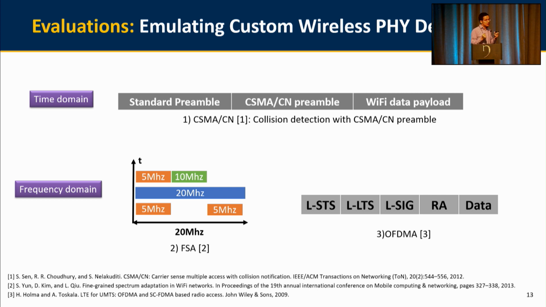This is a technique that inserts a new physical layer preamble for interference cancellation and collision detection. The second one is FSA, which is an agile spectrum usage technique, which allows a transmitter to partially utilize a 20 megahertz channel for more efficient spectrum usage. And the third one is OFDMA, and we are trying to emulate the frame structure and additional preambles being added when you are trying to use OFDMA over different users.